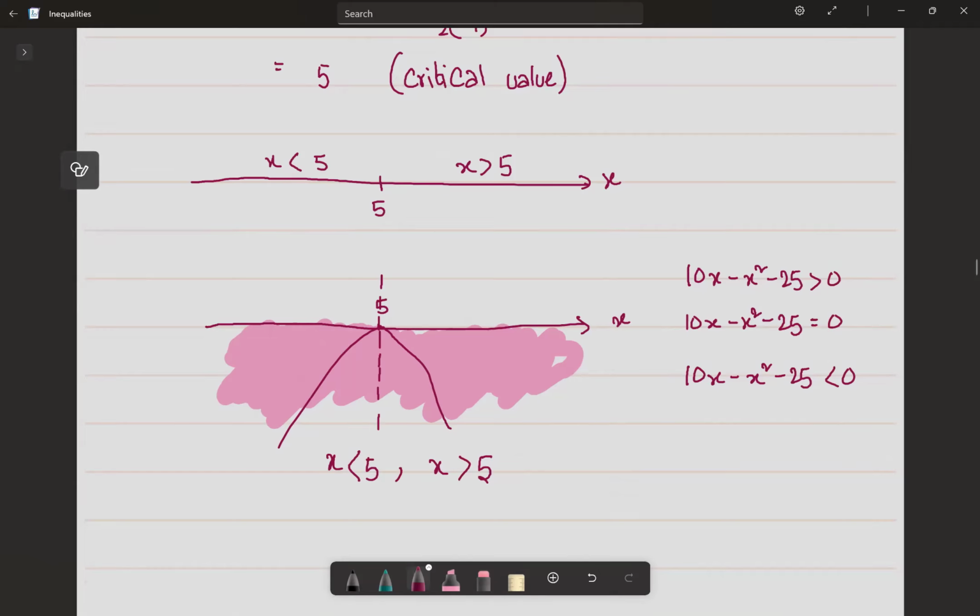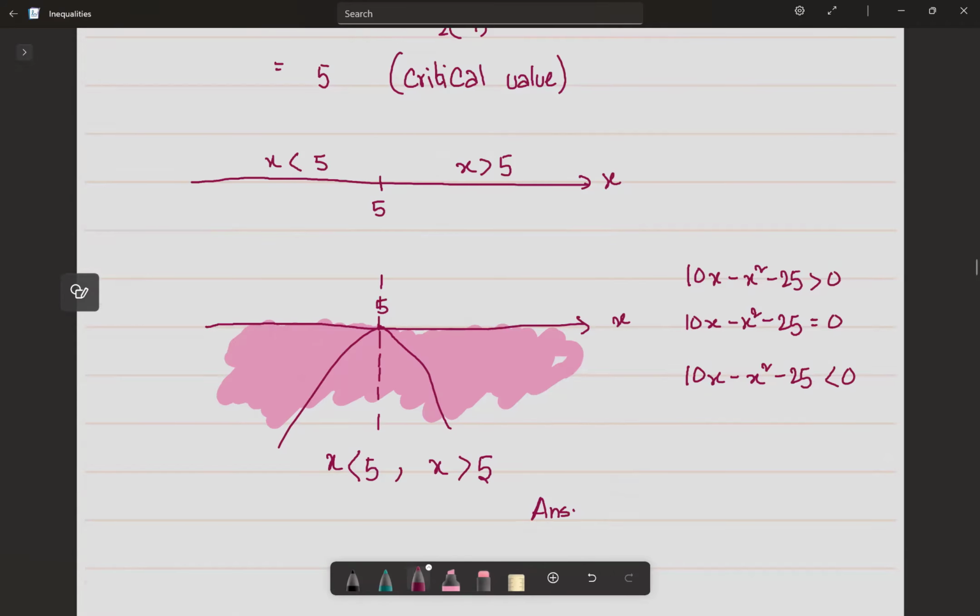If it was less than or equal to, then I would have considered this line also and taken x equals 5 into consideration. But because the question doesn't say anything about the equal to sign, these two are my answers: x is less than 5 and x is more than 5.